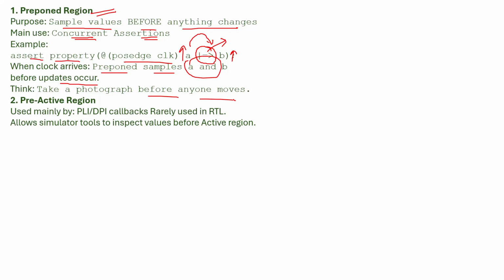Importing means we are converting that SystemVerilog language into C language, and C language to SystemVerilog language. This conversion takes place in the pre-active region. So PLIs and DPI callbacks are rarely used in RTL. They allow simulator tools to inspect the values before the active region. Whatever DPIs and PLIs we are using, those values are converted before simulation only.